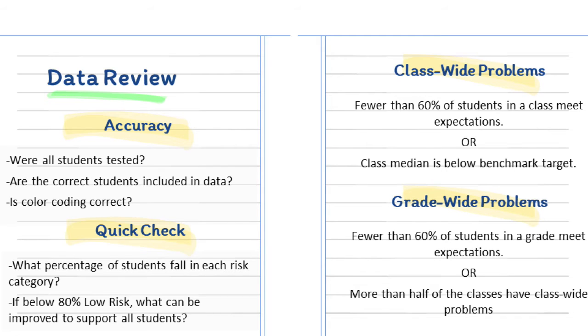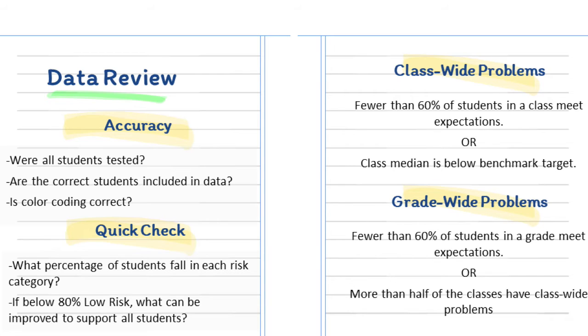Also, sometimes there are errors with the data. So do a quick glance to check that the students are correctly listed with their correct data and that the appropriate color coding appears. Also, when you first look at the data, you can do a quick check to see the percentage of students that are falling into each risk category, such as low risk, some risk, and high risk. If fewer than 80% of students are identified as low risk, the first step to improvement requires teams to consider what can be done to support all students.